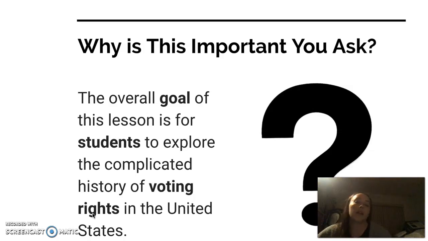So moving on. Why is this important, you ask? So the overall goal of this lesson is for you guys to explore the complicated history of voting rights in the United States. It was not easy. Not easy at all for people of color, for women, for people who were immigrants for sure. So if you were not white pretty much and you were not of the American culture, then there was no point of you voting. You shouldn't have even tried.